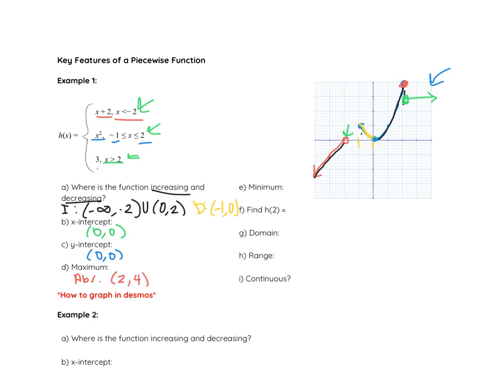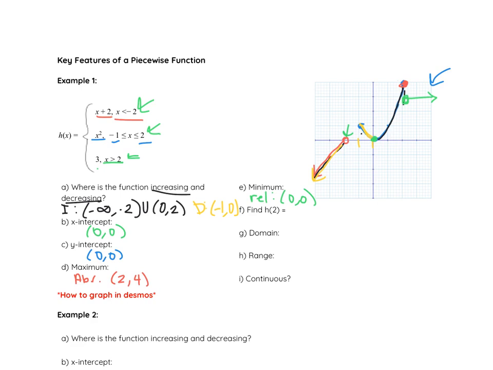There's not an absolute minimum because if you notice, this function is going to go down forever on this side. So there's not an absolute minimum, but there is a relative minimum or a local minimum at this turning point of (0, 0).